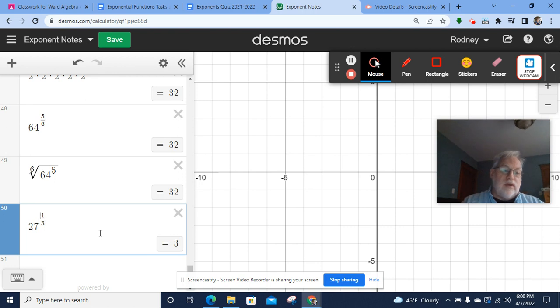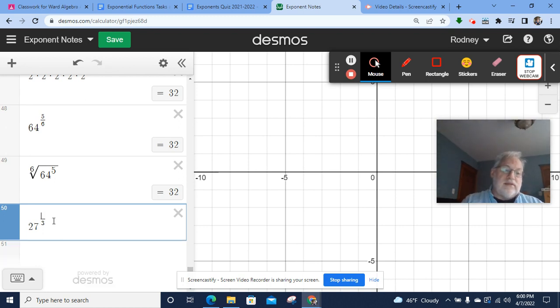Now, if we said 27 to the 2/3 power, we're taking two of those factors and we're doing what factors do. We're multiplying them. So 3 times 3, 27 to the 2/3 power, take two of those threes, those factors of 3, and we will use them as a product that gets us 9. This is the same as saying 3 squared.